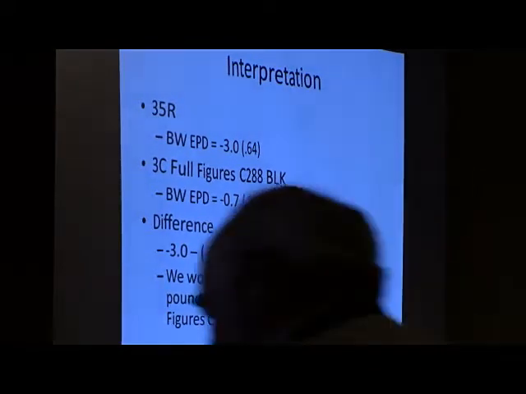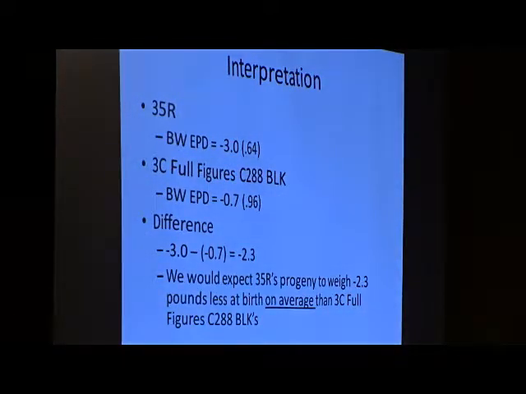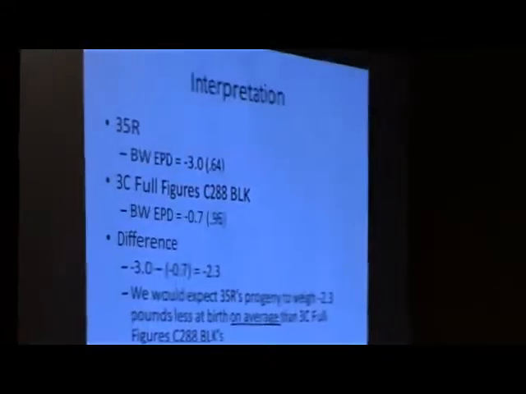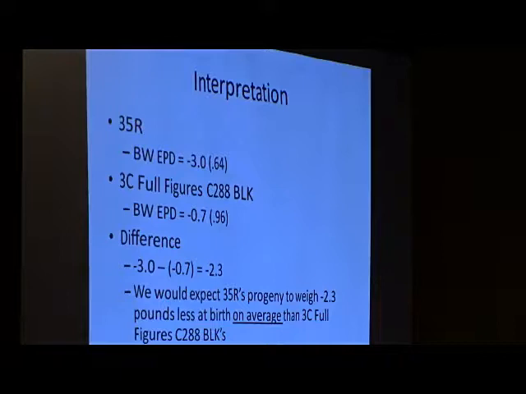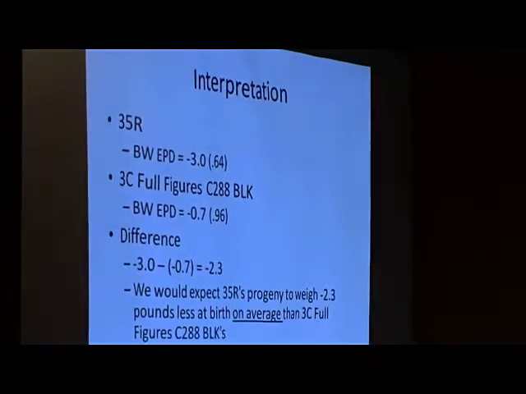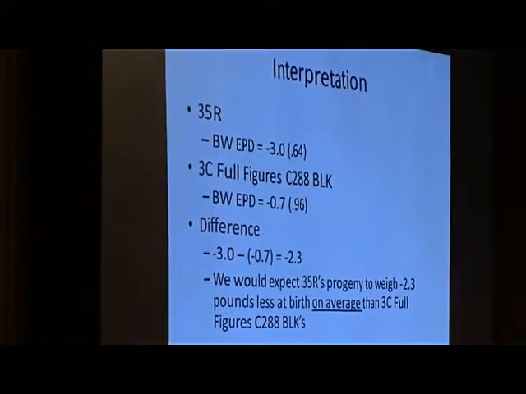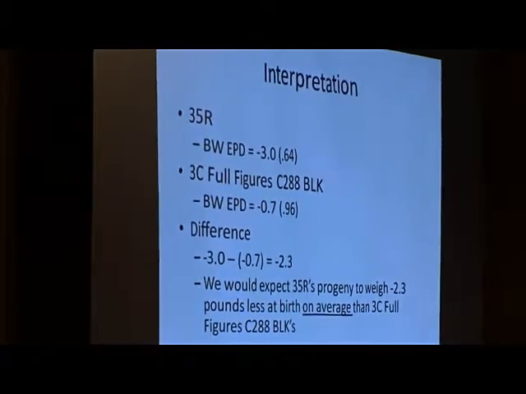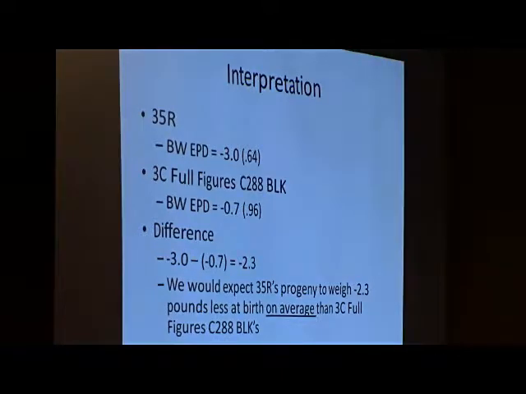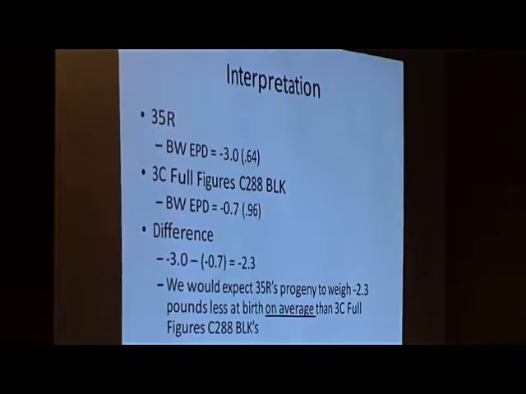EPDs are, as I said earlier, a way of comparing two animals. So you're looking at differences. You have one that has a 100-pound yearling weight EPD, and one that has a 65. What's the difference between those? 35 pounds. Since it's all based on that normal curve, we're talking about averages here. We'd expect the progeny of the 100-pound EPD bull to be 35 pounds heavier when they're yearlings than the progeny of the other bull. That's how we would interpret that.